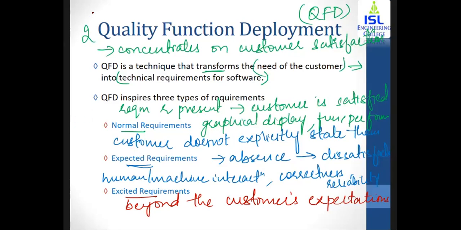Now this QFD answer is also important for 2 or 3 marks. This is within eliciting requirements, but QFD is also important for 2 and 3 marks. The question may be: what is QFD, and mention the 3 types of requirements. If it is for 3 marks, you need to explain the 3 requirements: normal, expected, and exciting. If it is for 2 marks, you can explain the definition of QFD. It concentrates on customer satisfaction and the 3 types of requirements. If it asks you to list, you need to list. If it asks you to explain, then you need to write at least 1 line about each of the requirements.